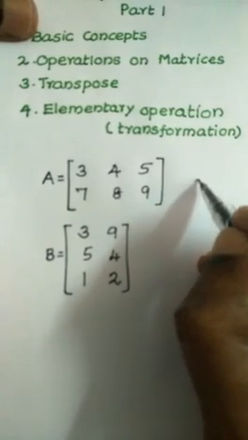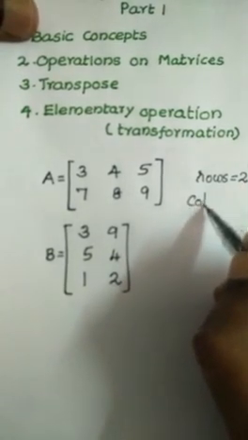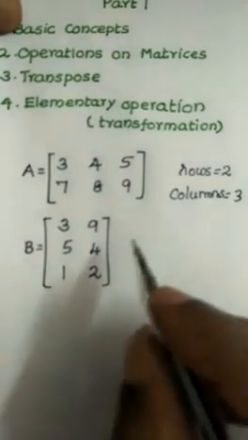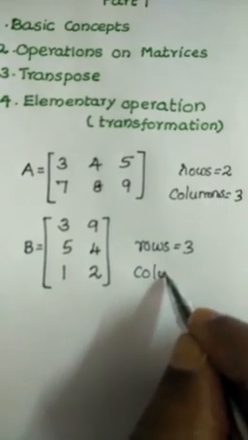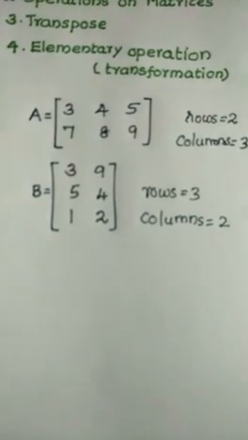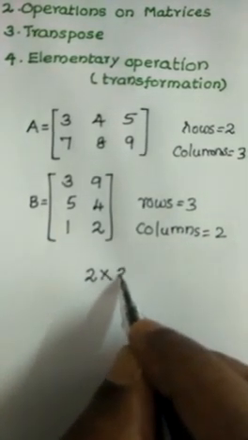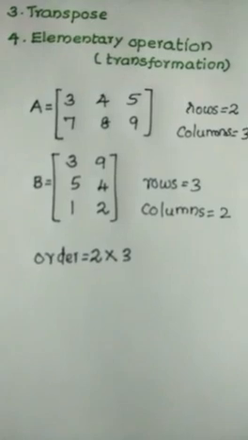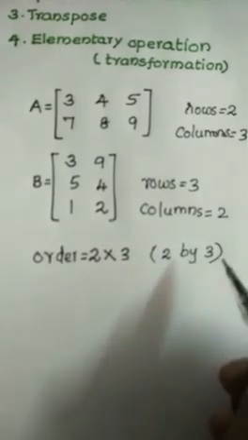In the first matrix, the number of rows is equal to 2 and columns equals 3. Here rows is equal to 3 and columns equals 2. So the first matrix has 2 rows and 3 columns, so its order is 2 by 3. Even though it is written as 2 into 3, it is read as 2 by 3. That is our next concept.